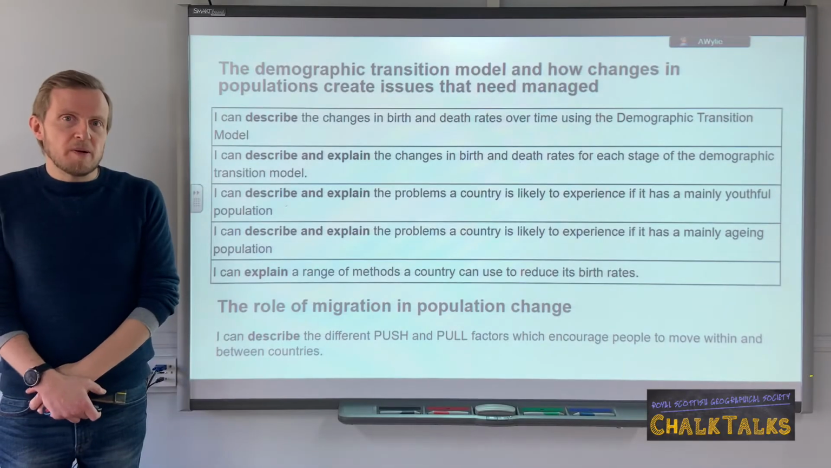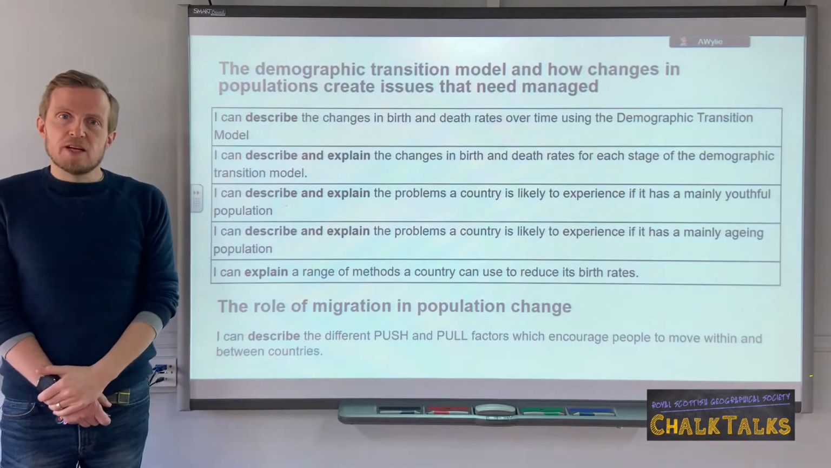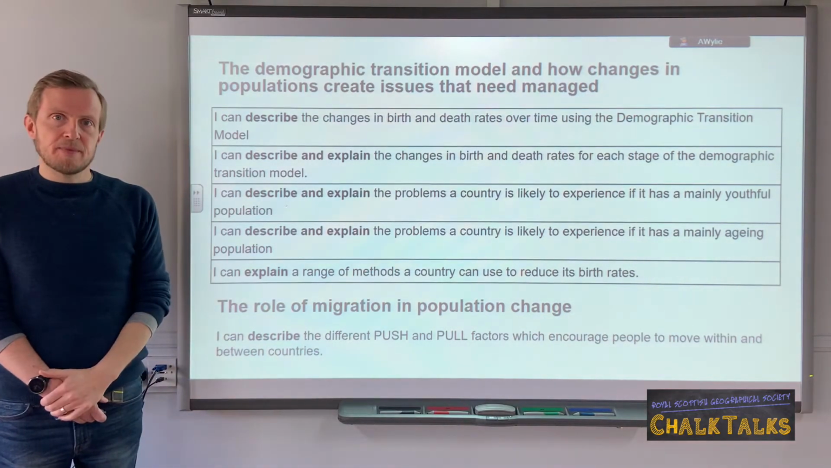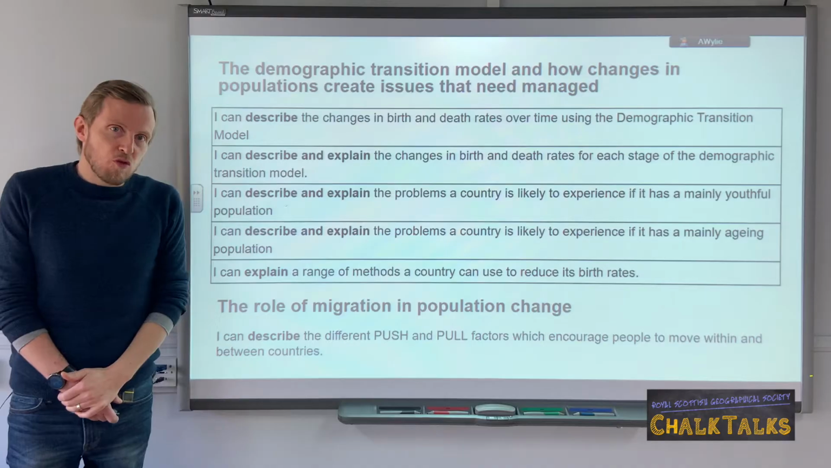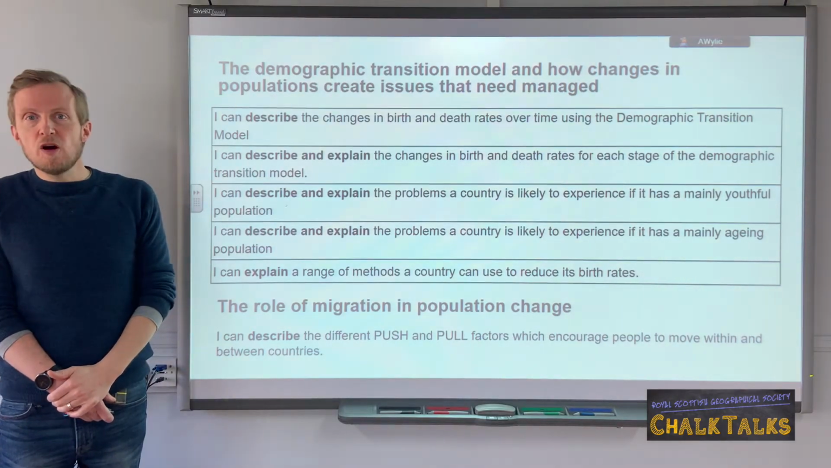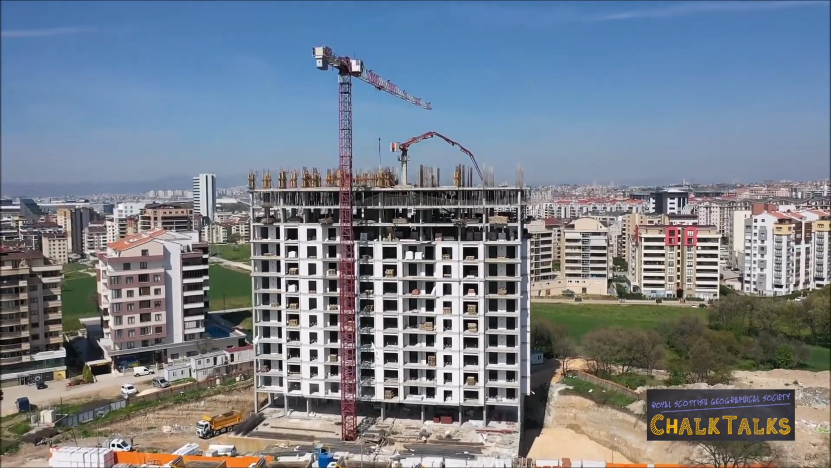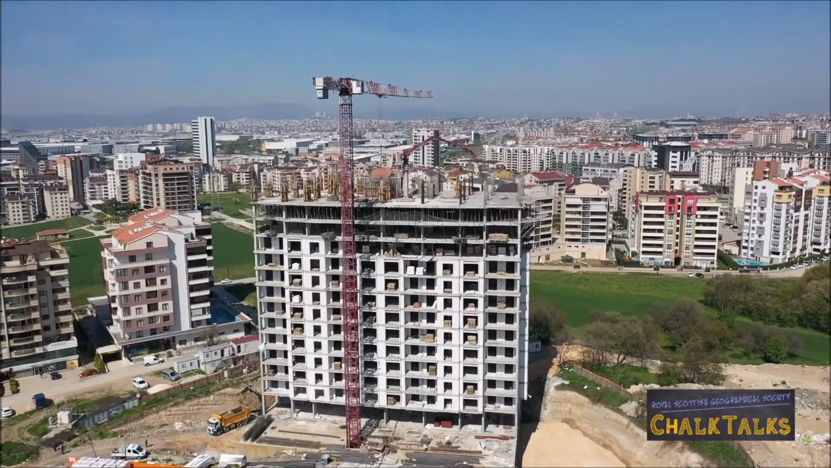Our final two groupings of learning outcomes are linked around this idea of the demographic transition model, as well as the role that migration can play. The demographic transition model can be linked to a number of key learning outcomes, and this is a model which is used to describe how a population changes over time as a country economically develops. What this really means is, as a country gets wealthier, how does its population characteristics change?